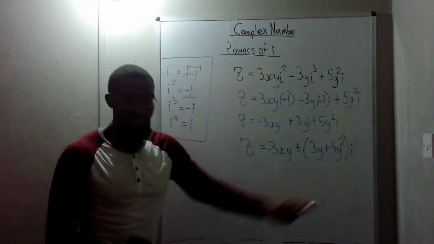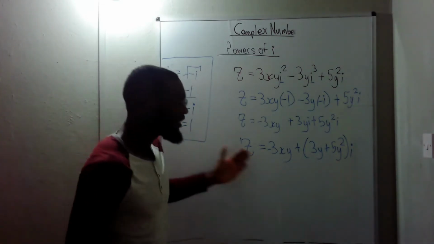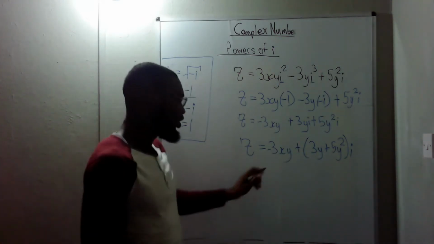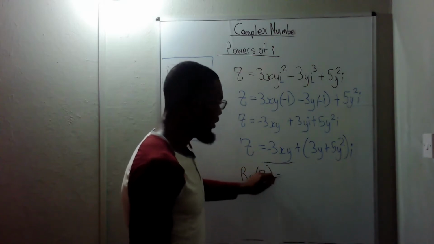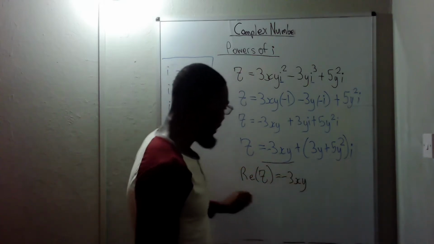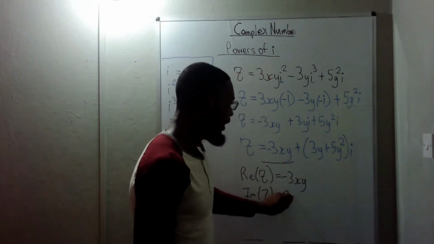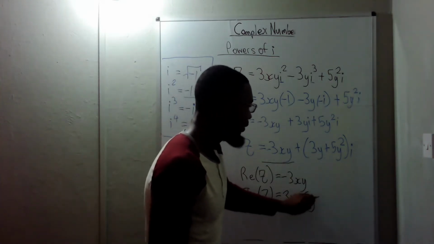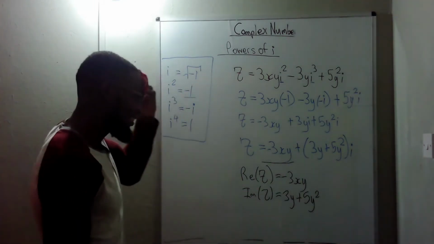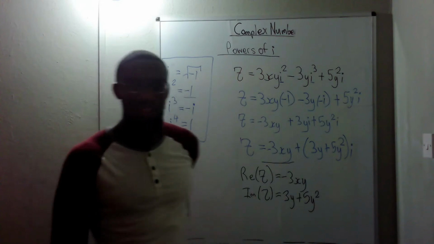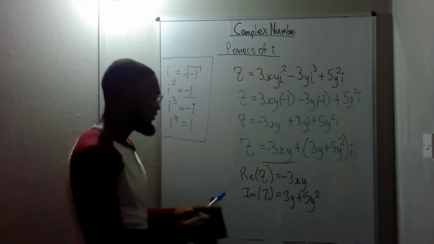So now you have it in standard form. Anytime you want to tell the real part, you have to put it in standard form. So now we know that the real part of z is equal to negative 3xy, and the imaginary part of z is 3y plus 5y squared. Nice. Now we can tell them the real part and the imaginary part. Beautiful.